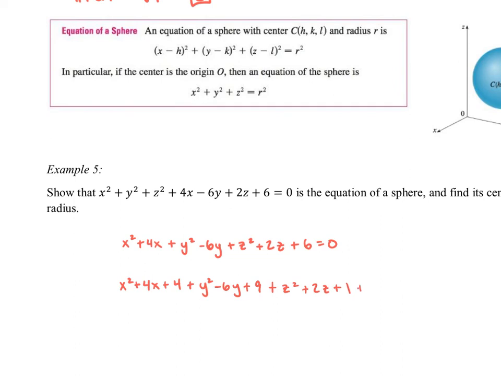Now we have the plus 6, but we also added all this other stuff. So what we need to do is subtract 4 here, and subtract 9, and subtract 1, because again, we need to make sure the equation hasn't changed. We're just adjusting the way it looks.